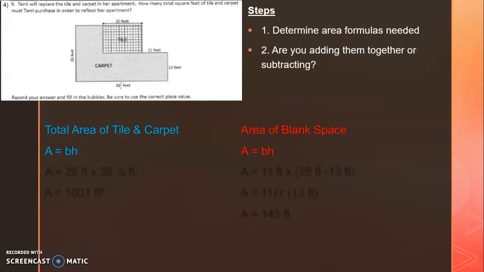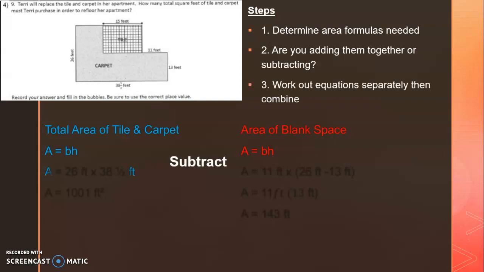So I'm going to have to take my area of the large rectangle first. So I have an area of 26 by 38 and a half. I'm going to find that area first. So when I multiply 26 times 38 and a half, I'm going to get 1001. And those are going to always be feet squared.